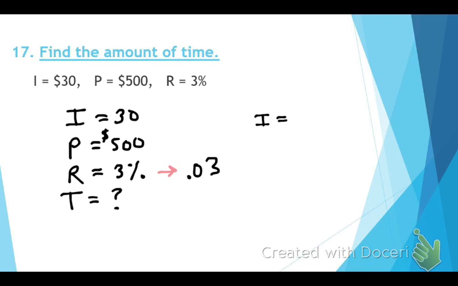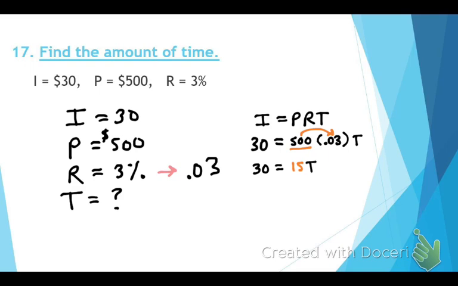All right, so we've got I equals P times R times T. The I was 30, P is 500. The rate is 0.03, and the time is going to stay as a T. On the right-hand side, I can still work this out, 500 times 0.03. What is 500 times 0.03? 15. 15 equals 15 times T. How do I get that T by itself? Divide by 15 on both sides, and what do you get?